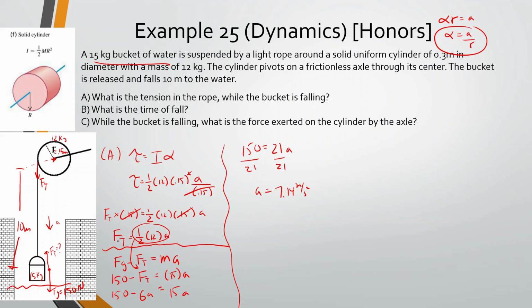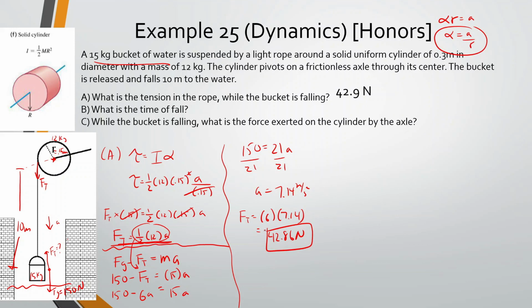But I could just plug it into this formula here. Force of tension is equal to 1/2 12a. So if I know that, force of tension is equal to 6, 1/2 times 12 is 6, times a, 7.14. And then what do I get? 7.14 times 6, 42.86. 42.86 newtons. Okay? And that's what we get.